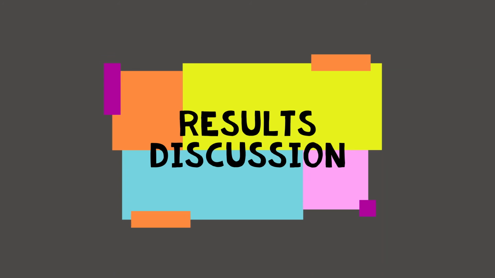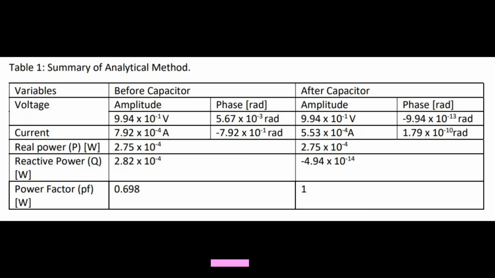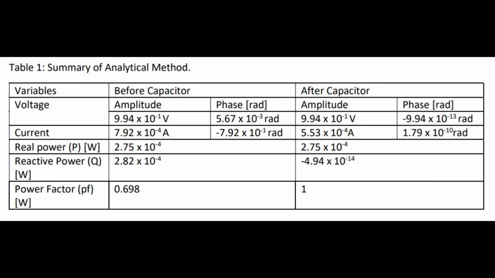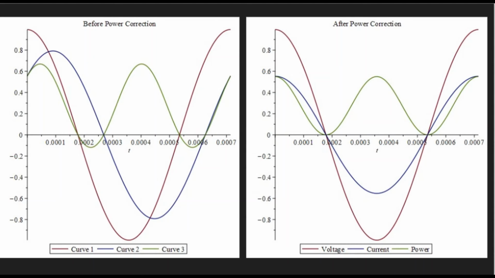Now we will look at the analytical results in depth. Comparing before and after the capacitor is added, we see that the voltage amplitude stays the same because the load impedance is much larger than the transmission resistor. The current amplitude decreases because the load impedance increases after the capacitor is added and the voltage stays the same, mathematically meaning that the current should decrease.